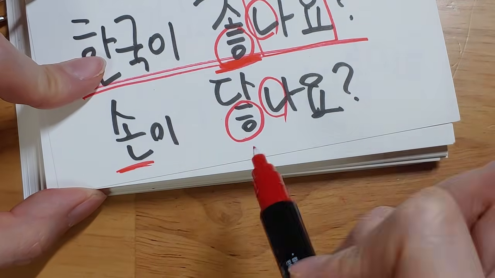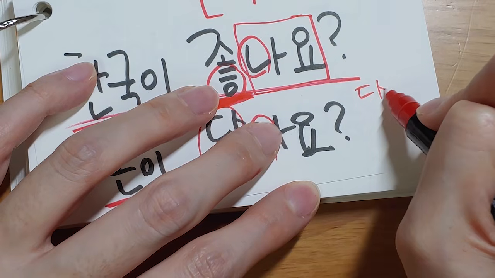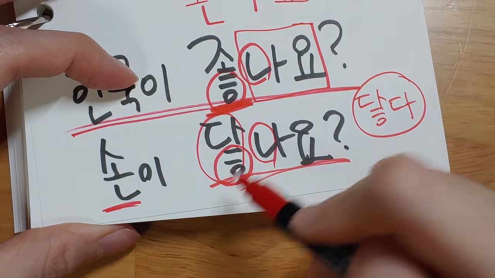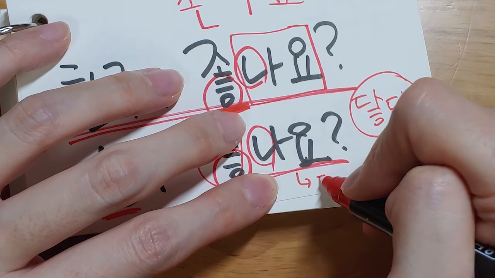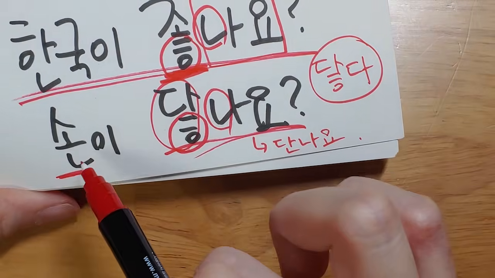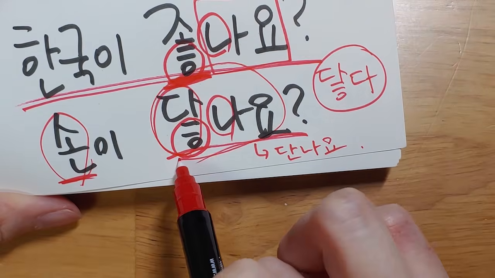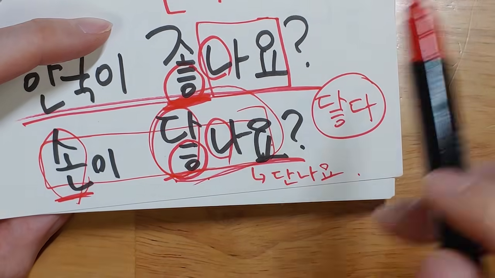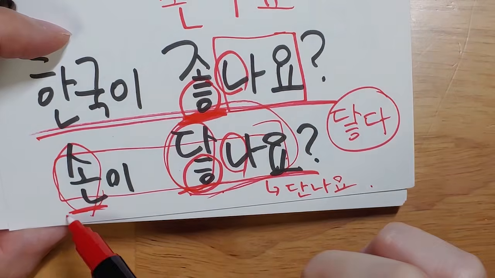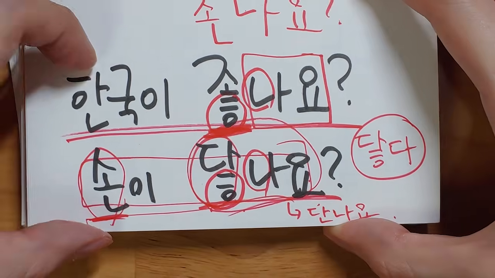And 손 means hand. And 닿다 is a verb that means to reach. And if you say 닿나요? It's pronounced 닿나요, right? And it means, does your hand reach? So you ask this when you want to say, like, can you reach there? Like, is your arm long enough to get there? So 손이 닿나요?